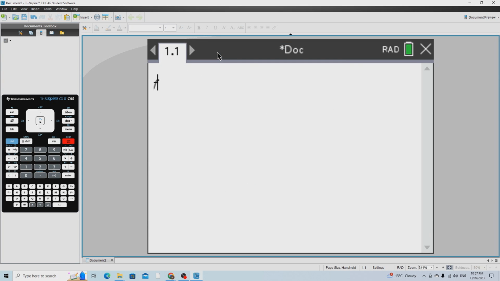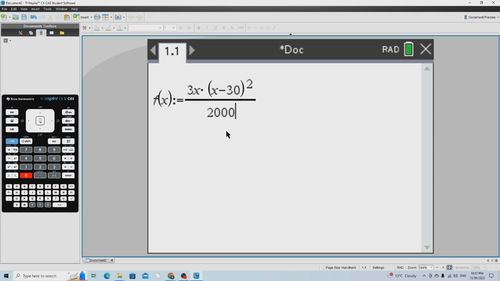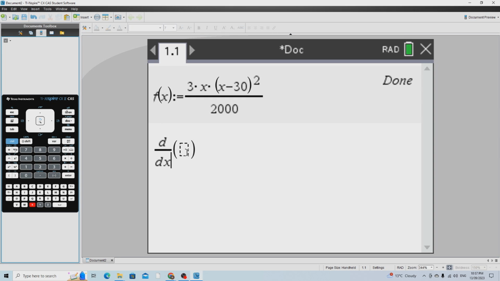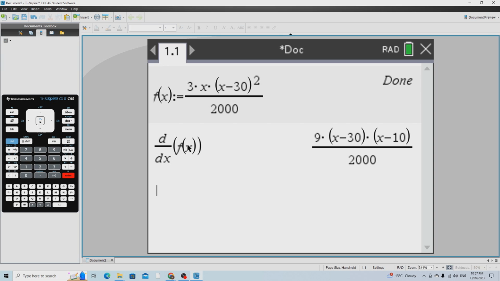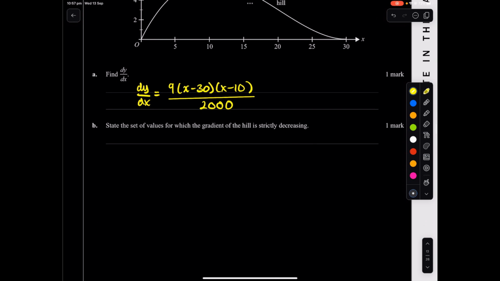So f of x as 3x times (x minus 30) squared over 2000. Alright, so dy/dx is very easy. So what's that? It's just over here. So we can say dy/dx is 9x minus 30, x minus 10, over 2000.